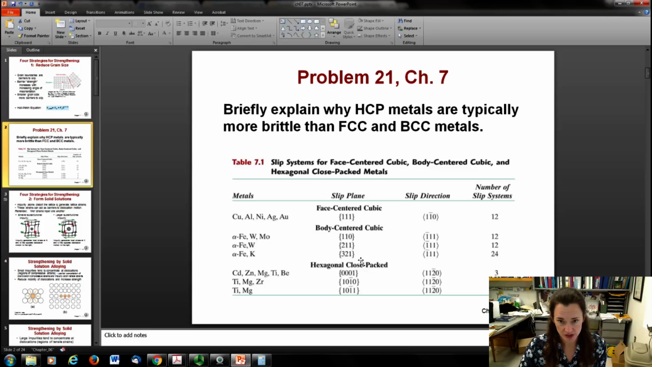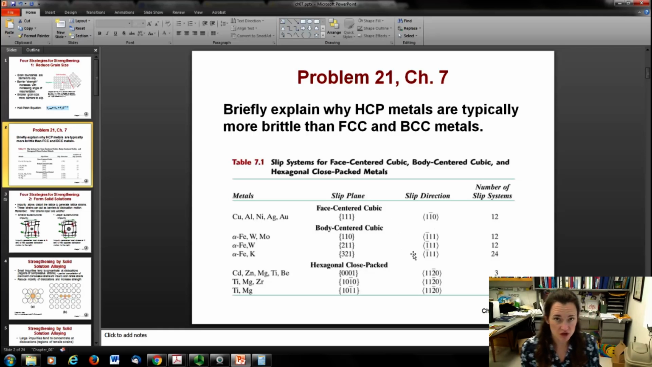That has 12 slip systems associated with it. For body-centered cubic metals like iron, tungsten, potassium, and so forth, they have at least 12, and for some of them more, 24 slip systems. So that's a lot of slip systems for these different families of planes. Now, if you look at the hexagonal close pack metals like cadmium, magnesium, titanium, things like that, you can see that for each slip plane, there's only a few slip systems. So they have 3, 3, and 6. That's a lot less than the number of slip directions and slip systems for the FCC and BCC metals.